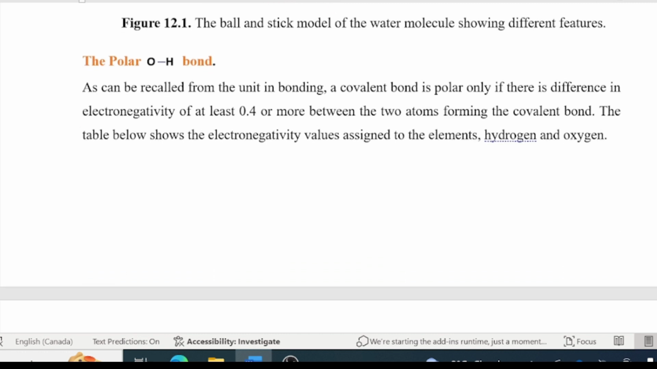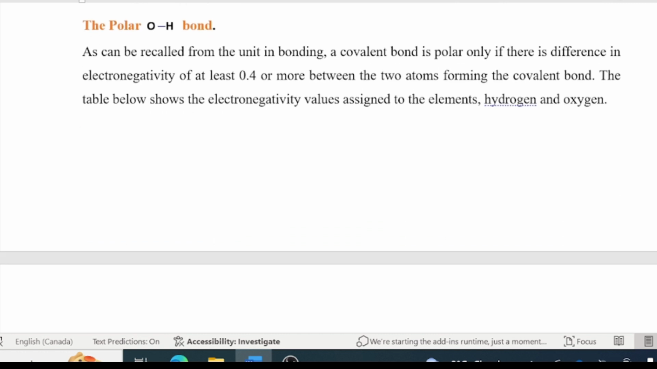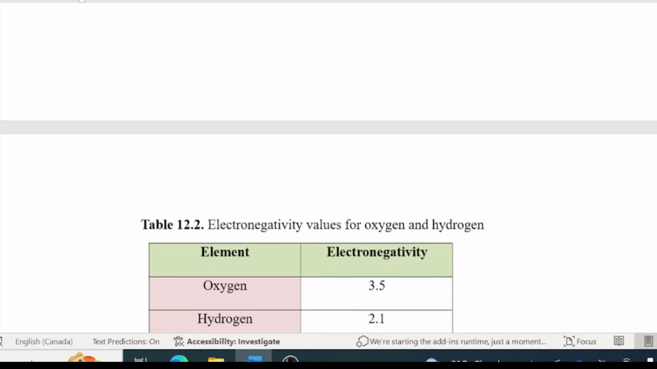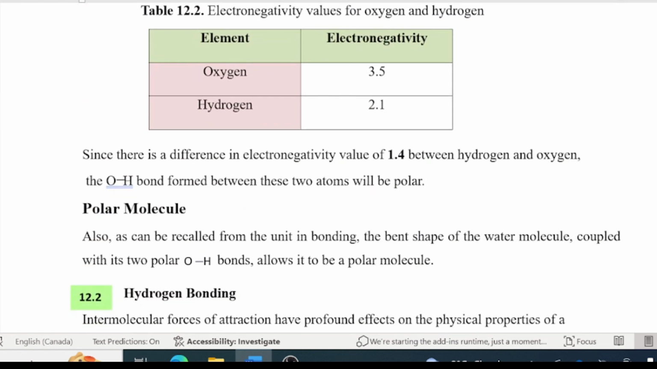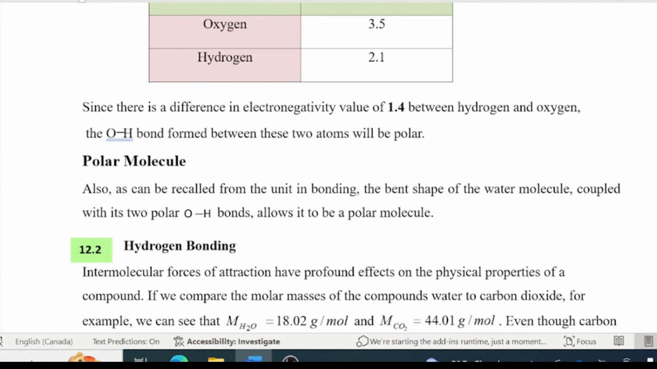We learned that if two atoms have a difference in electronegativity greater than 0.4, then the bond becomes a polar covalent bond. And you can see in this case, oxygen has an electronegativity of 3.5, hydrogen 2.1, and now because of that, there's a big difference in electronegativity of 1.4, and that makes the OH bond polar. So polar molecule, we've spoken about that already when we did bonding.